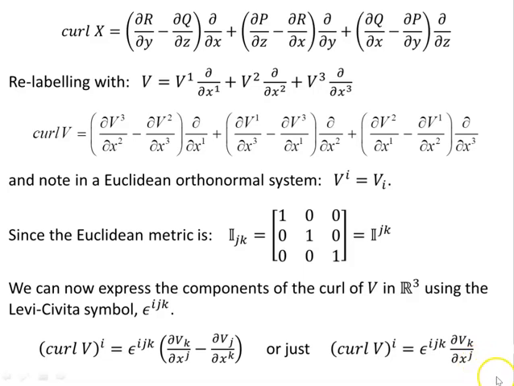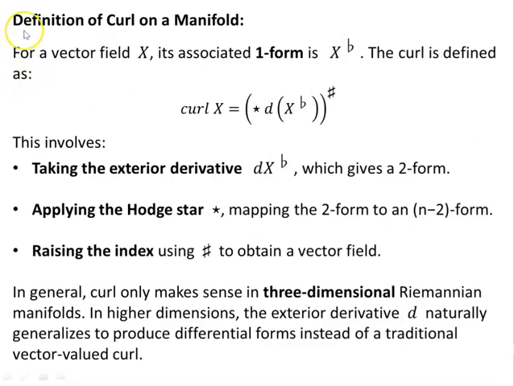Okay, that's in Euclidean space using Cartesian coordinates. All right, so let's have a look at how that's going to change on a curved manifold. So, the definition of curl on a manifold, and when we say manifold, we just mean anything, curved, not curved, okay? So for a vector field X, its associated one form is X flat. The curl is defined as, we have a vector X, and then we flat it using the flat operator. So curl X is the sharp of all of this, the Hodge star acting on the exterior derivative of the flatted vector X.